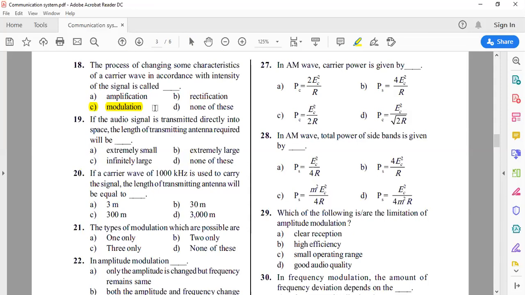Next one, question number 19. If the audio signal is transmitted directly into space, the length of the transmitting antenna required will be.